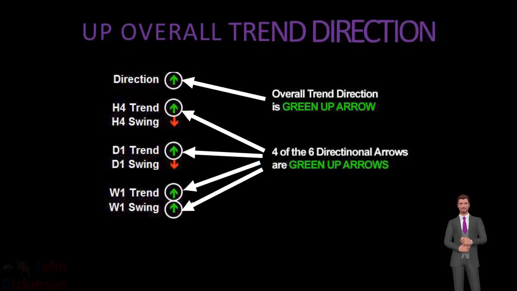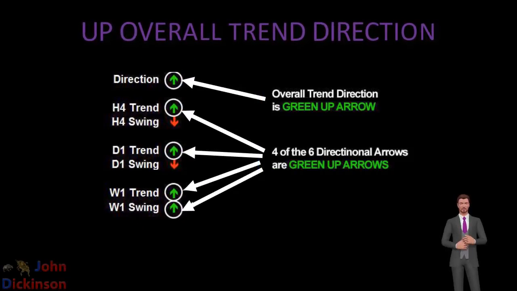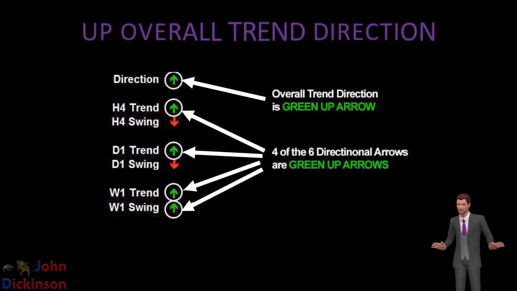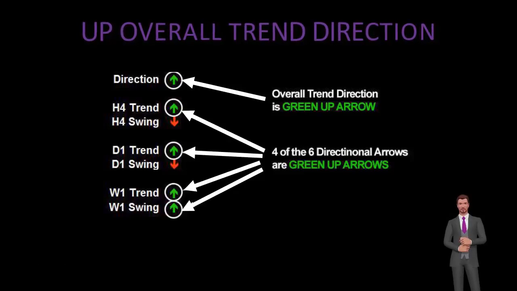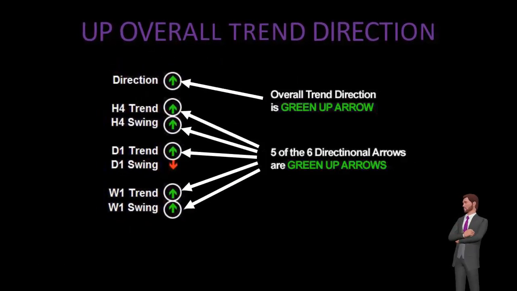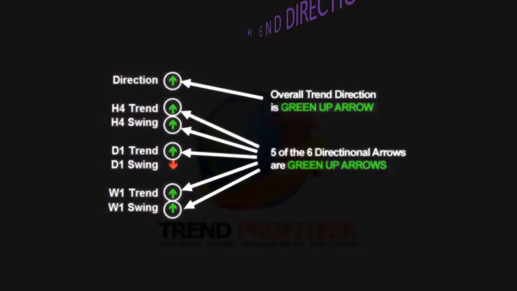If 4 or more of the HTF directional indicators display a green up arrow, then the overall trend direction will display a green up arrow, suggesting that the dominant direction currently is up. Here's an example with 4 of the 6 directional arrows displayed as green up arrows. Here's an example with 5 of the 6 directional arrows displayed as green up arrows.